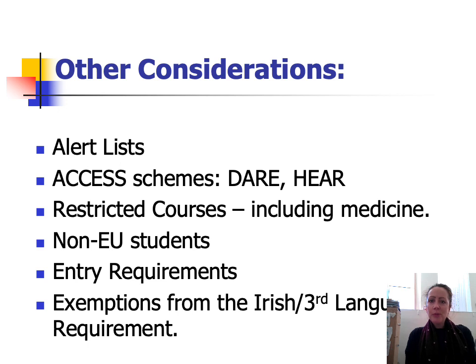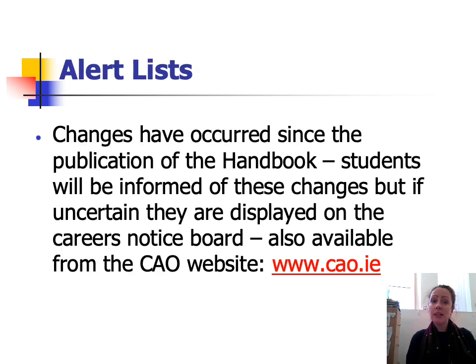So here are a few more other considerations that I'll just briefly go through with you. The alert list is one. So the alert list, some changes have occurred to courses. Perhaps courses have been discontinued or a change of name or different things like that. And students will be informed of this. They're displayed on the notice board and also through the Career Guidance Teams page. They're also available on CAO.ie.